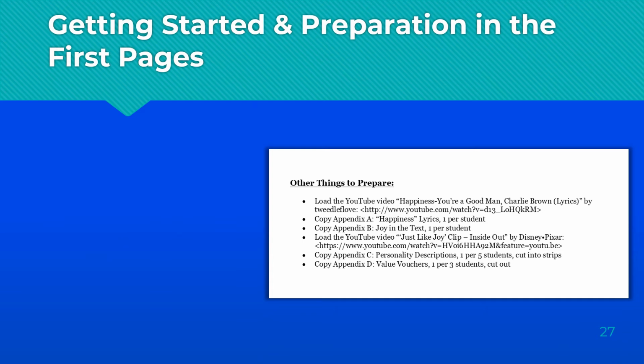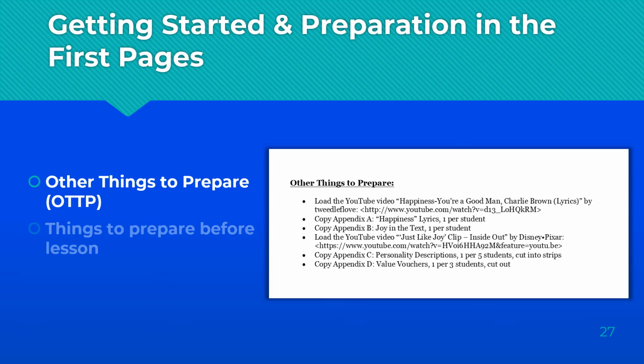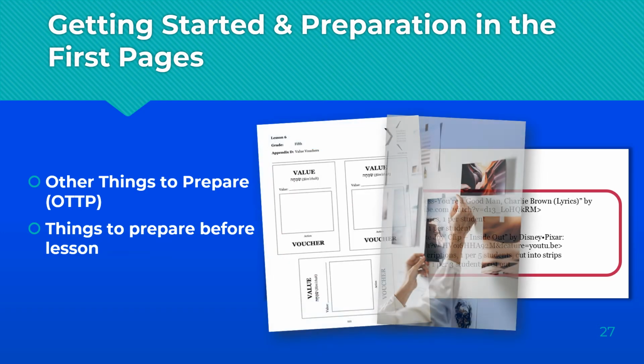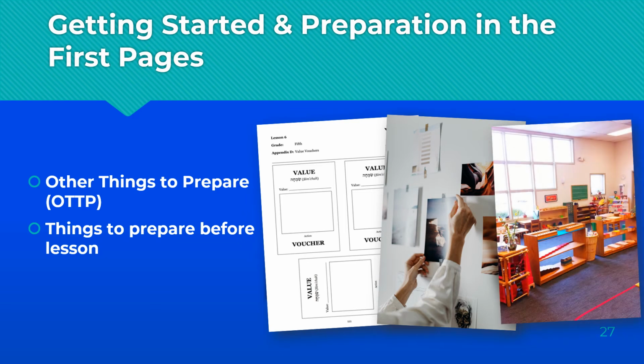Next, you'll see the other things to prepare. This section informs you of other things that need to be prepared before this lesson is in session, such as printing appendices out, hanging certain appendices up on the wall, laying the classroom out a certain way, things to prepare like this to make sure that everyone has everything they need to be the most present and ready to learn.